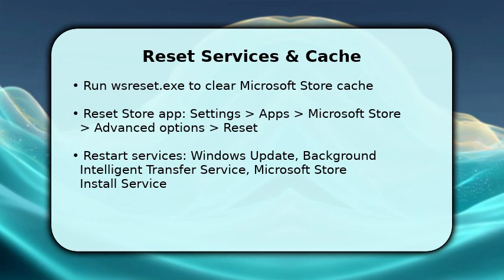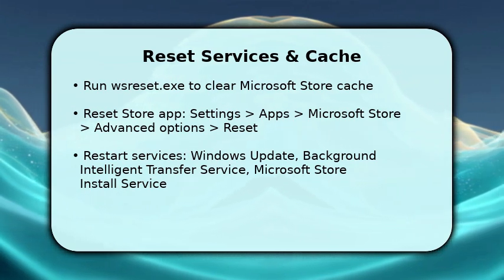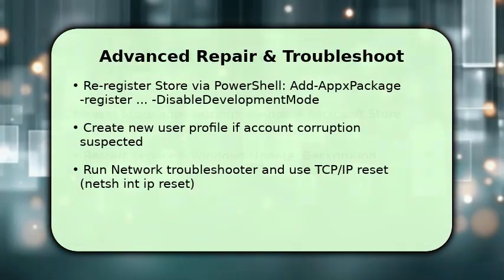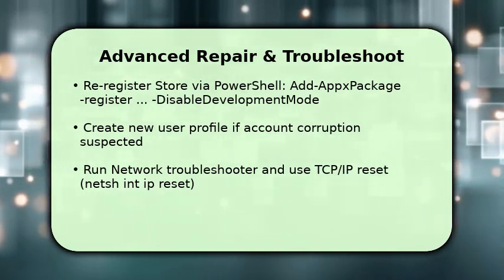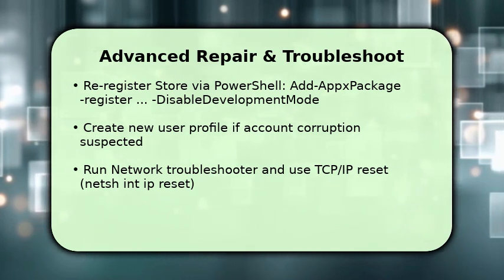Finish with targeted repairs if basic steps failed. Open PowerShell as admin and re-register the store package to restore missing app metadata and permissions. This repairs registration errors that produce server stumbled.